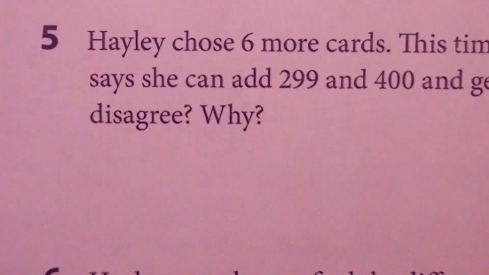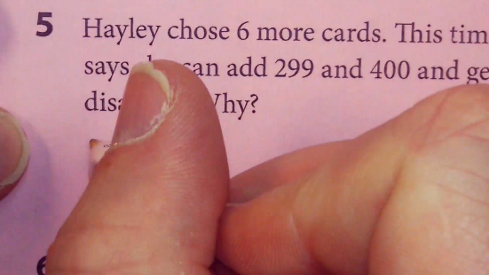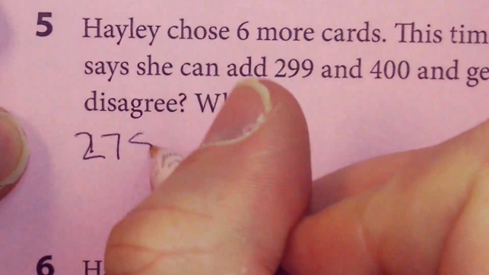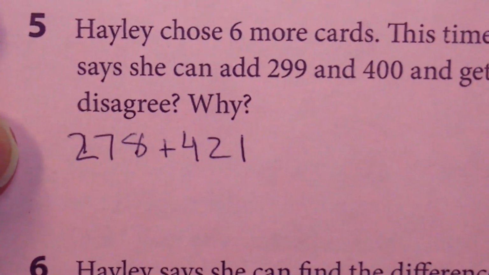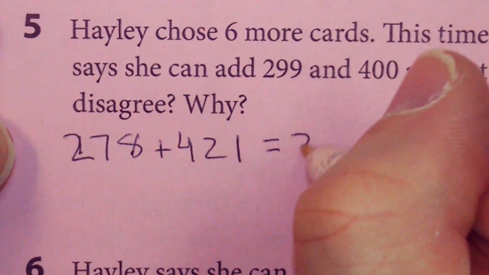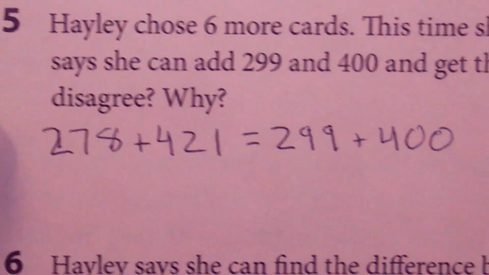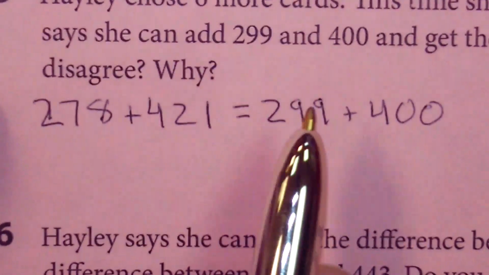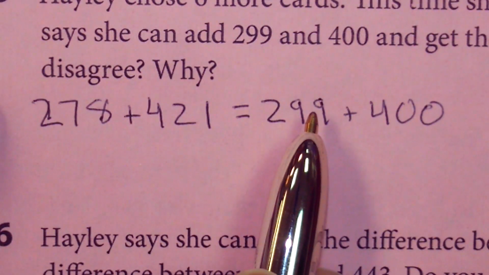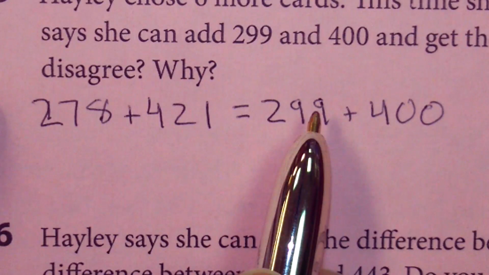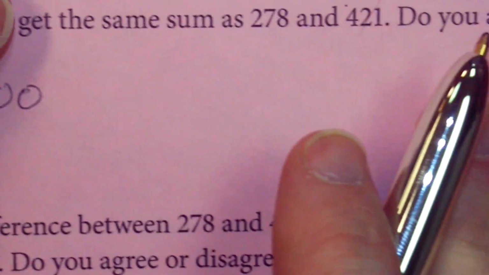According to our rules, or that we've been practicing in class, we need to set up a balanced equation. So we said 278 plus 421. She thinks that you could get the same answer by adding 299 and 400. Okay. We know that you have to do give and take in order for this problem to be correct. Is that true? Let's find out.